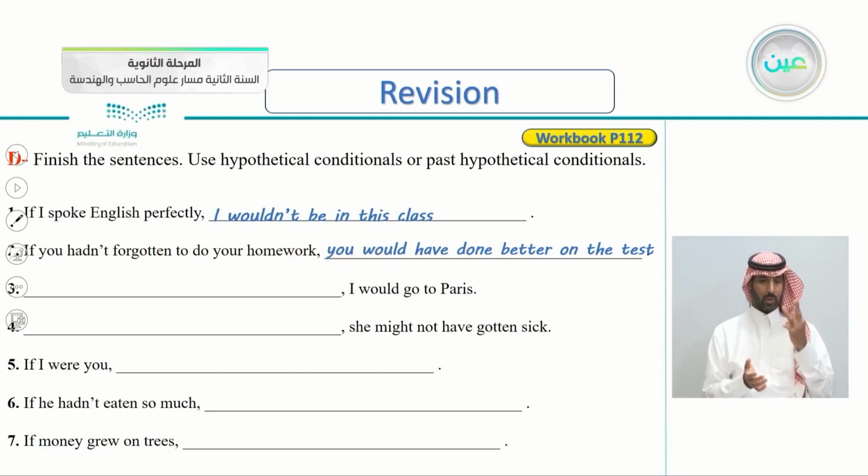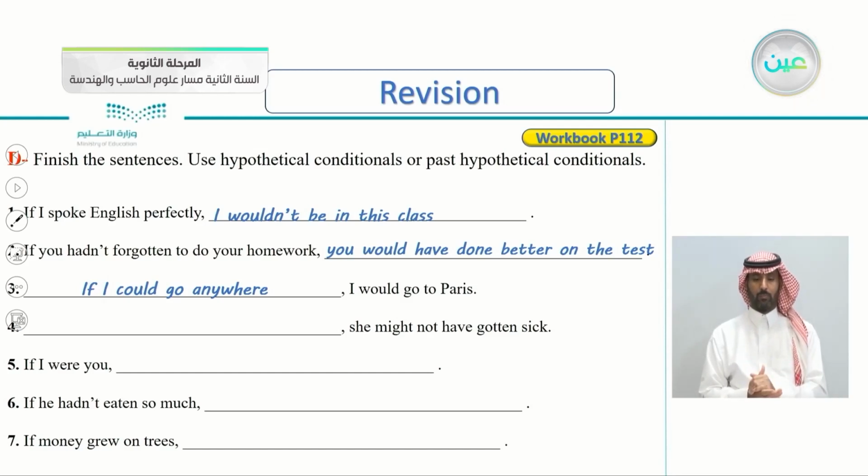Number 3, I would go to Paris. So this is the result here. What's the condition here? I would go to Paris. This is, of course, a present hypothetical. So maybe you say, if I had money or something like that. If I could go anywhere, I would go to Paris. If I had money, I would go to Paris. You can fill the sentence any way you want, as long as it is correct.